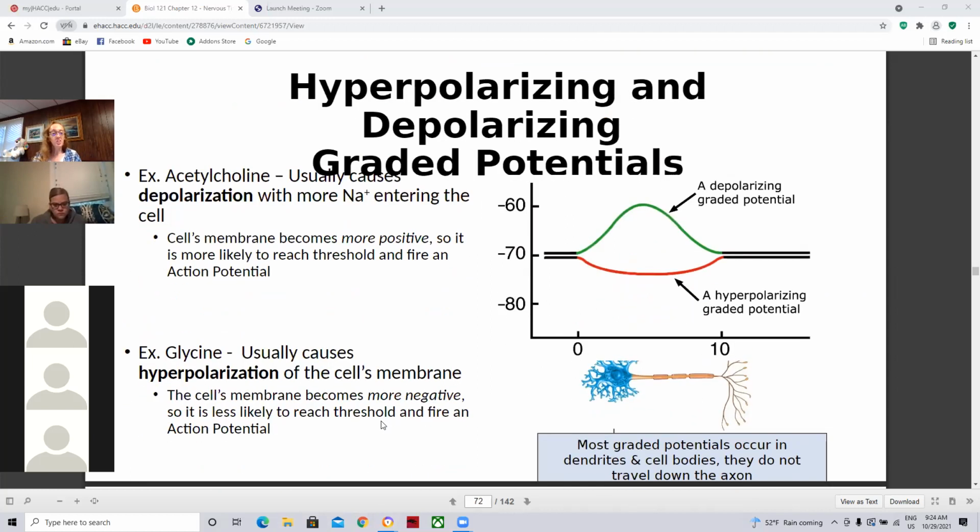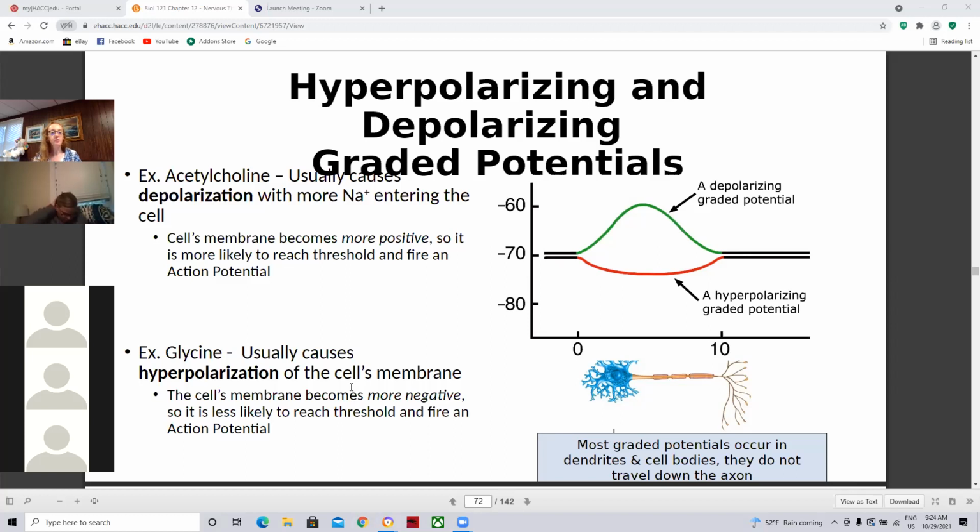Some examples: acetylcholine, probably the most famous neurotransmitter, the one we know most about, usually causes depolarization, with sodium entering the cell, making the cell's membrane more positive. So it's likely to reach a threshold potential and fire an action potential, which we'll talk about next.